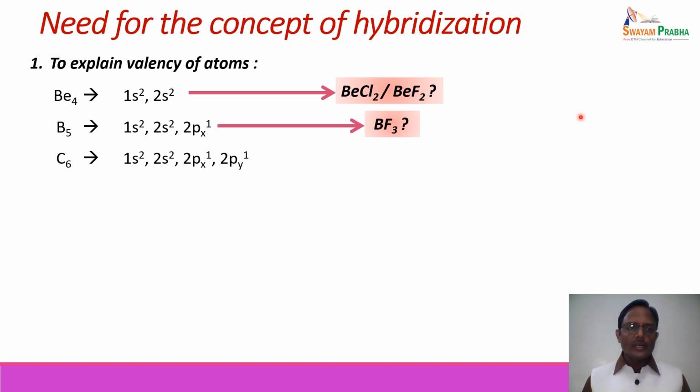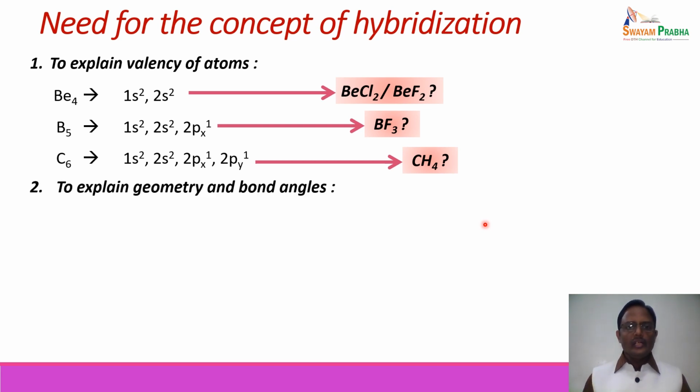Third similar atom is carbon with atomic number 6. Electronic configuration is 1s2, 2s2, 2px1, 2py1. Now there are only two unpaired electrons, but in most of the compounds of carbon, carbon shows tetracovalency, like in CH4. How can CH4 be formed if there are only two unpaired electrons and carbon is forming 4 bonds? So in order to explain the valencies of these atoms and many more atoms, we have to consider the concept of hybridization. This is the first need.